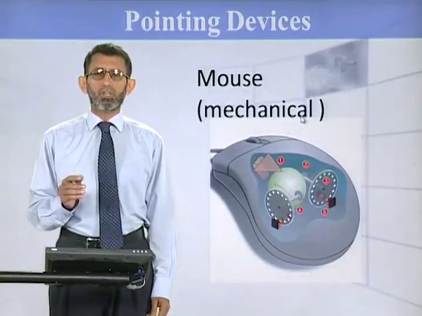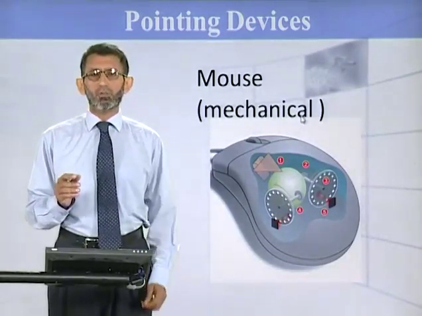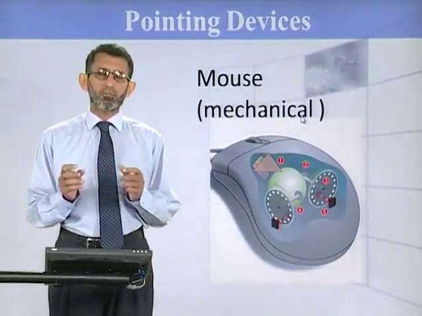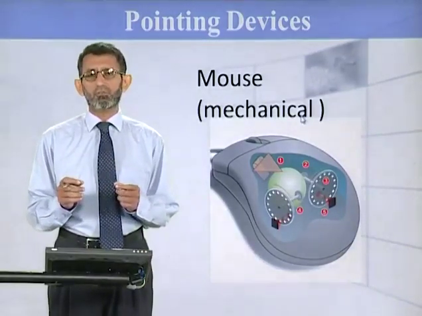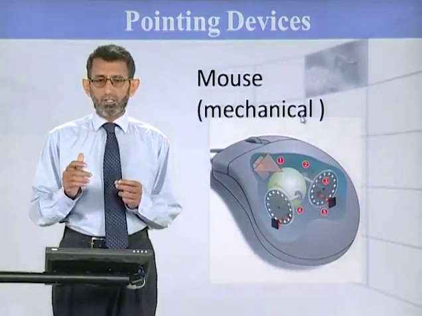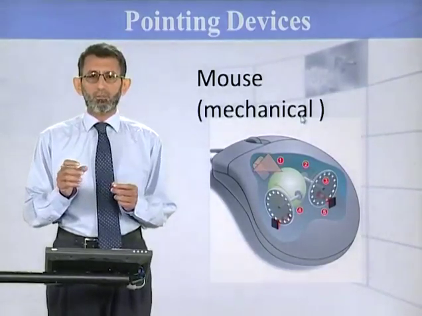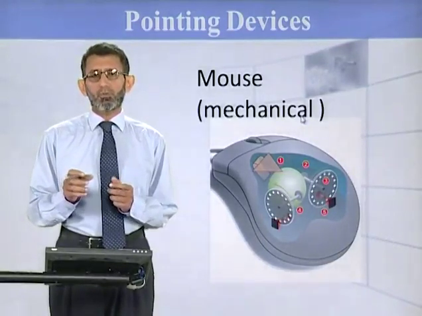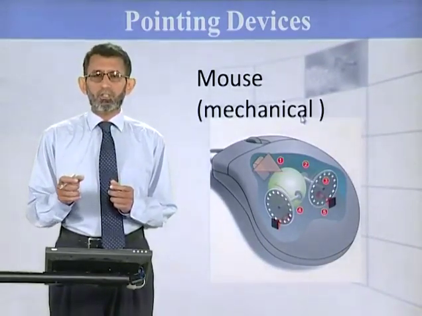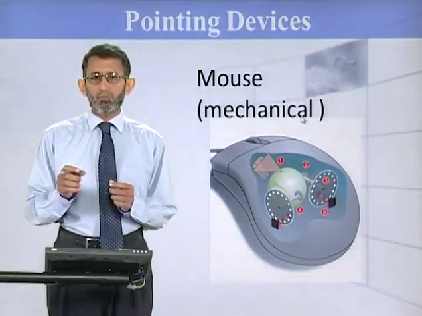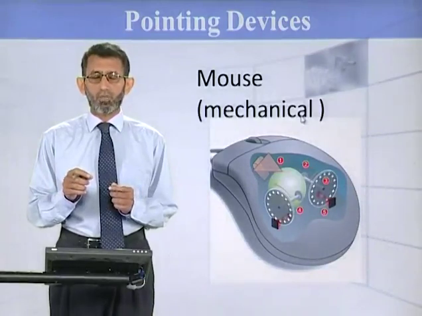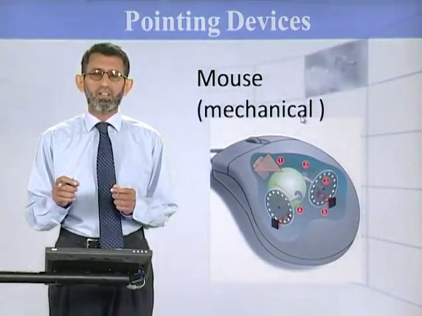Here we have a mechanical mouse. Mechanical mouse has a ball in the middle and two wheels. As you can see in the figure, when the ball moves, the wheels rotate. The movement of the ball turns the wheels. So when the wheel moves, the position is calculated as to how much the mouse was moved in X and Y directions.